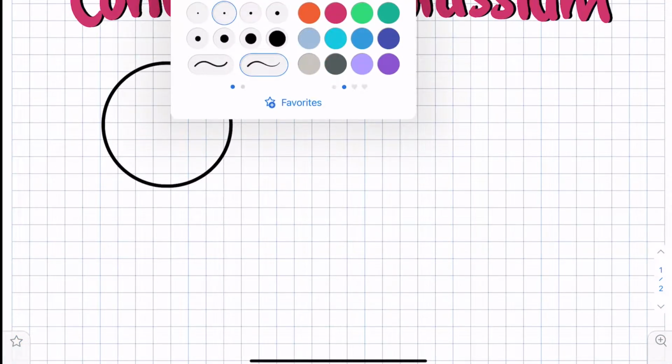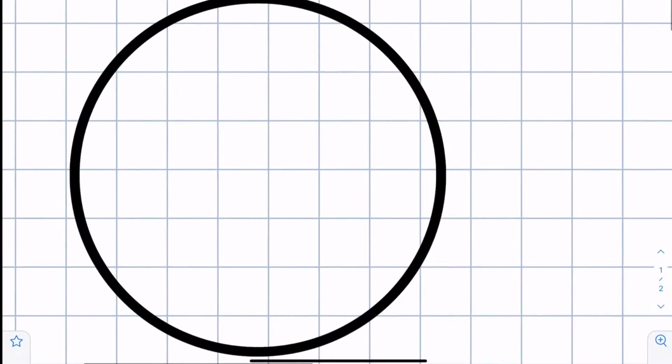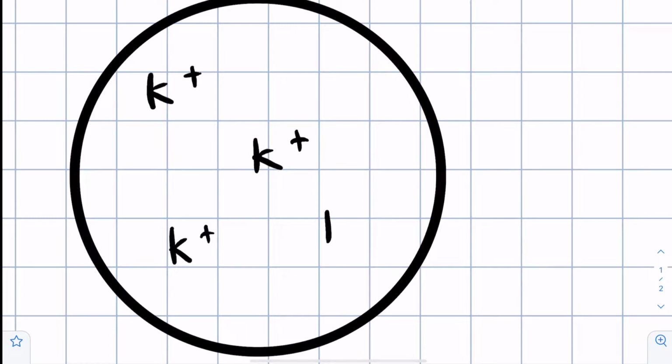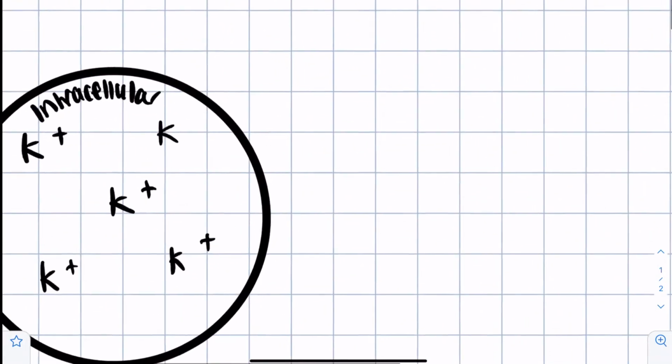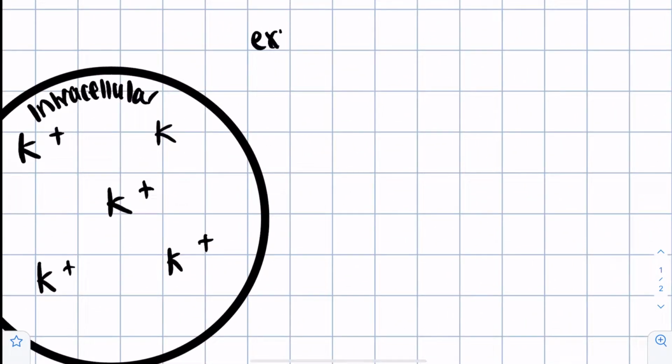potassium is mainly an intracellular ion. So if we have a look at our cells and the concentration of potassium, we know that there's more potassium inside a cell. So intracellular. So there's more potassium inside than outside, so the extracellular space.